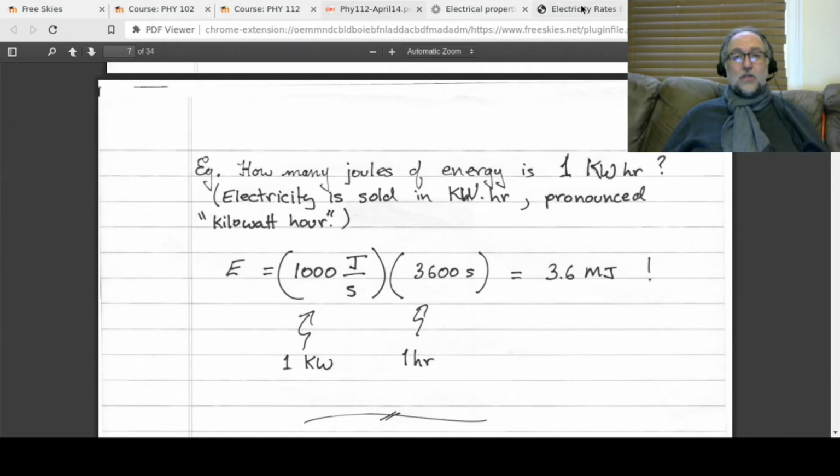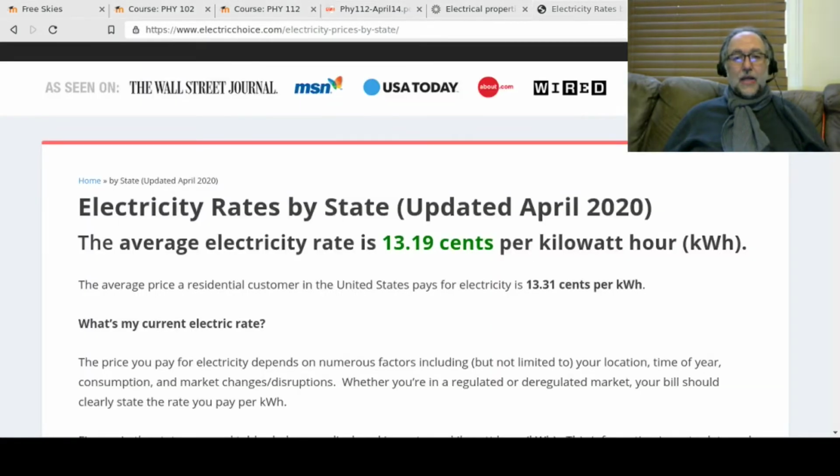And I looked up before the class what electrical rates are. And it turns out that a kilowatt hour is only 13.9 cents on average, okay? So that's an awful lot of energy for very little money. It's a pretty good deal, okay? Natural gas is even cheaper for the same amount of energy. But there you go, okay? So you might think that your electric bill is pretty expensive, but energy is pretty darn cheap, okay?